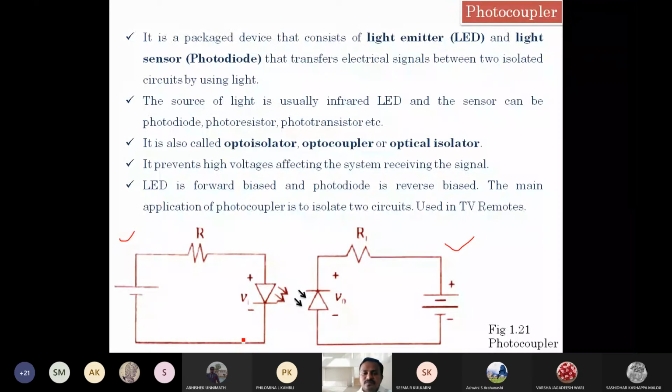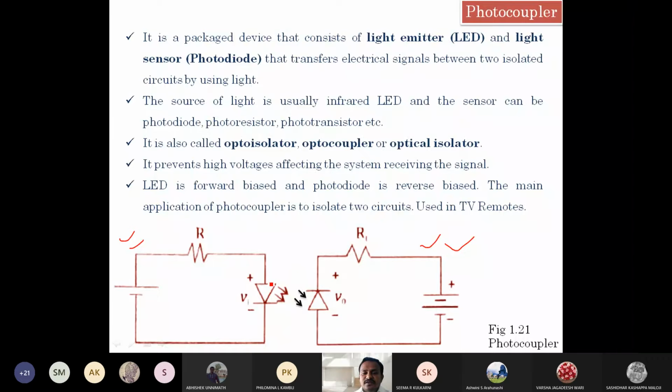The main application of this photocoupler is used to isolate two circuits used in TV remotes. Obviously, if you observe this photocoupler, where we are going to use these things, generally the TV remote. What is the TV remote going to use? So here it is the transmitting end, the source, nothing but your remote. The receiving end, that is the destination, is your television. So how is the communication going to happen, how will the signal be traveling? It is through light energy, isn't it?